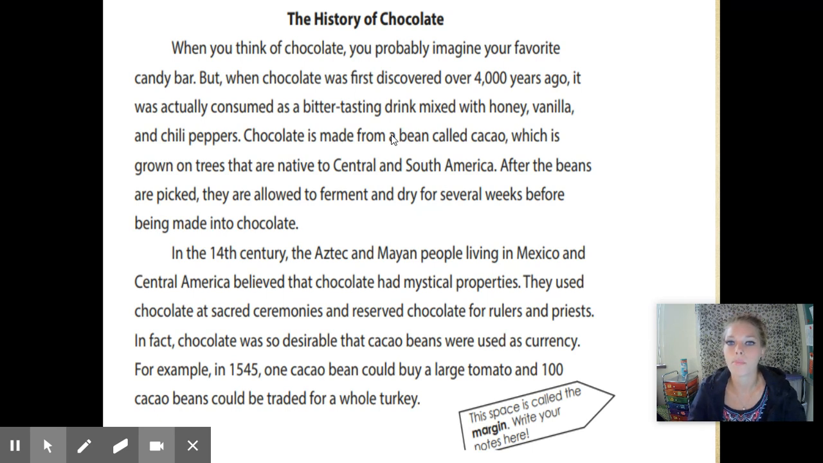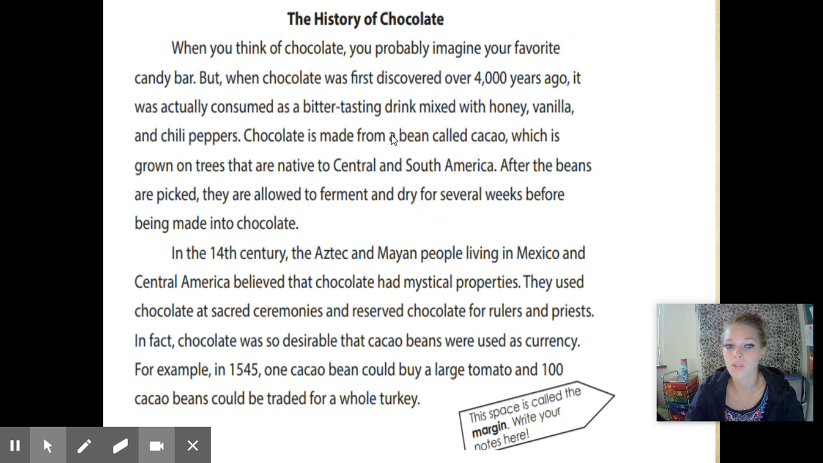Chocolate is made from a bean called cocoa, which is grown on trees that are native to Central and South America. After the beans are picked, they are allowed to ferment and dry for several weeks before being made into chocolate. In the 14th century, the Aztec and Mayan people living in Mexico and Central America believed that chocolate had mystical properties. They used chocolate in sacred ceremonies and reserved chocolate for rulers and priests.